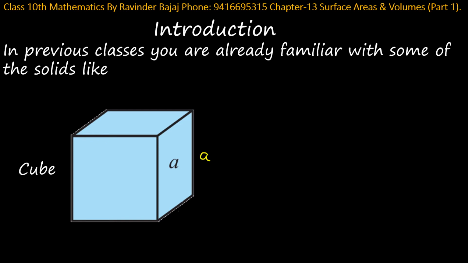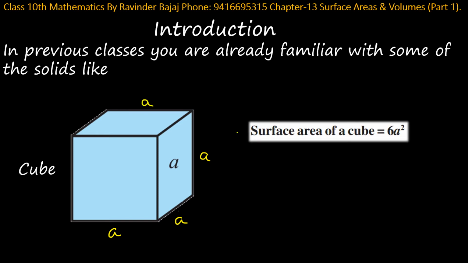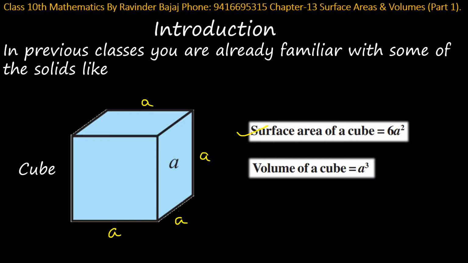Next figure is the cube, where the sides are A. All three sides are equal, so all the edges are of the same length here also. Its surface area is 6 into A square, because area of one face is A square and there are 6 faces. And volume of the cube is A cube, A into A into A.